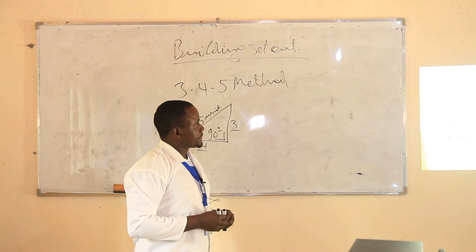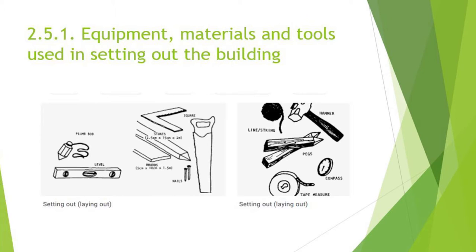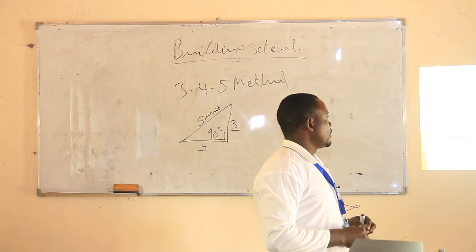So, equipment, material, and tools used in setting out the building. Here there are equipment, material, and tools used in setting out a building. As you see on the picture, when you are going to set out the building, you must have several tools, material, and equipment, as you see there: building square, spirit level, pegs, tape measure, and so on.